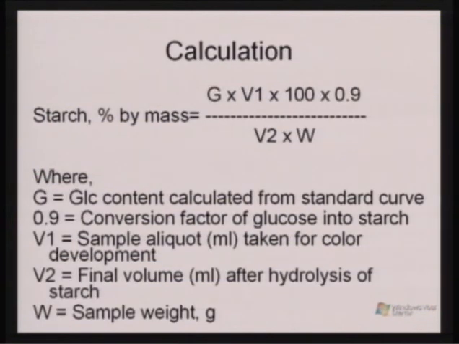After getting the absorbance, you need to calculate the starch percent by mass, and the formula is G multiplied by V1 multiplied by 100 multiplied by 0.9 divided by V2 multiplied by W, where G is glucose content calculated from a standard curve, 0.9 is the conversion factor of glucose into starch, V1 is the sample aliquot in milliliter taken for color development, and V2 is the final volume in milliliter after hydrolysis of the starch, and W is the sample weight, that is in gram.